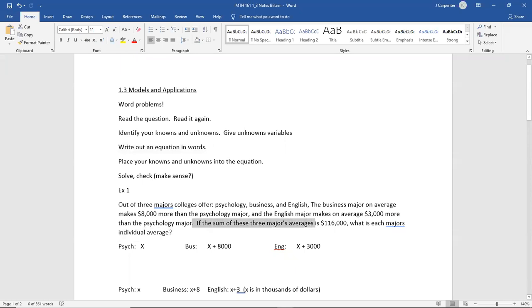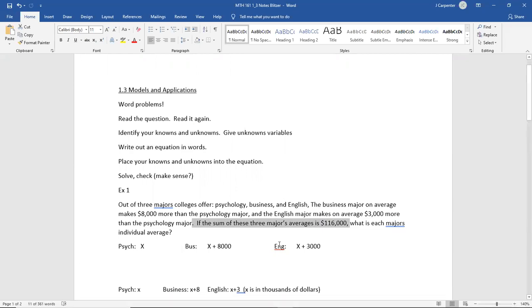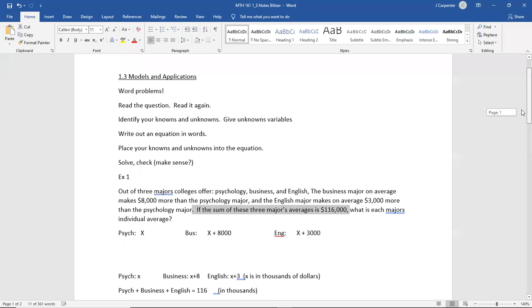That's going to be using this part. We've already used the identifiers in the sentence before. So now we're to if the sum of these three majors averages is $116,000. Sum means add them up. So we're going to take the psych major plus the business major plus the English major and set it equal to $116,000. So again, I'm going to do the one in thousands, which is why you just see me write 116 and not 116,000. I want to add the word or in there. I said it several times, but I want to make sure everyone gets there.